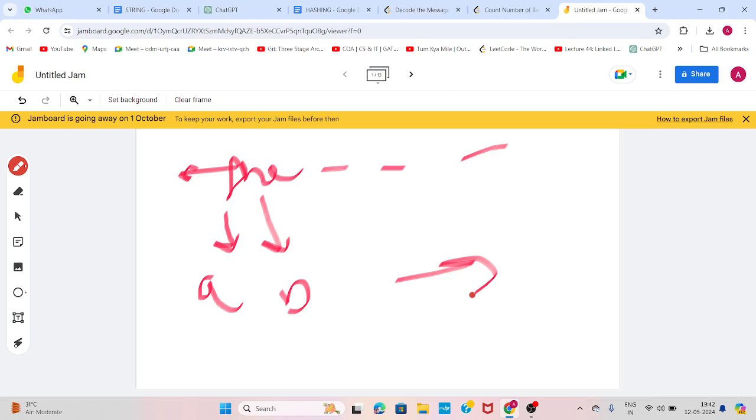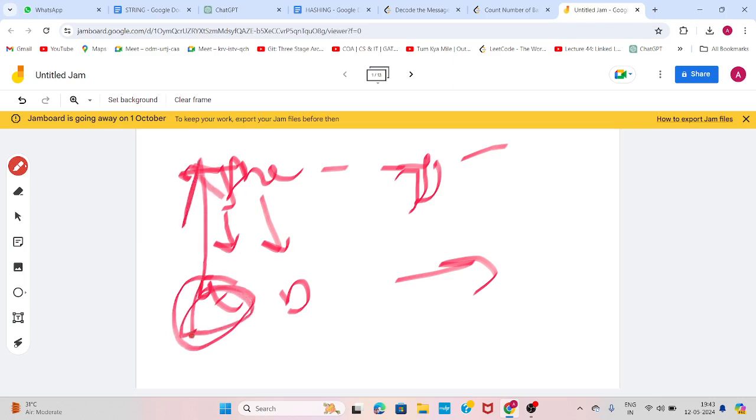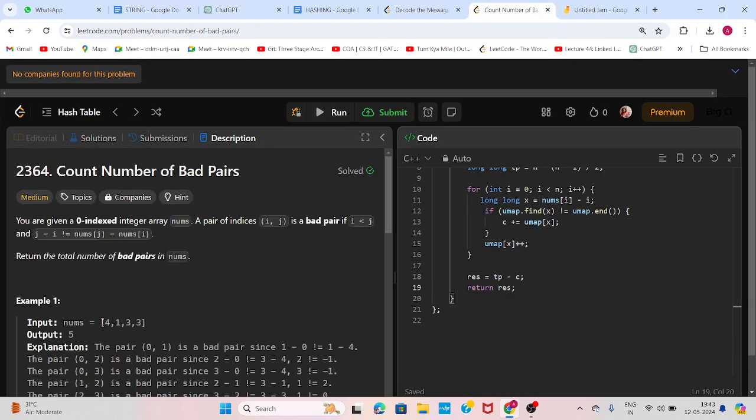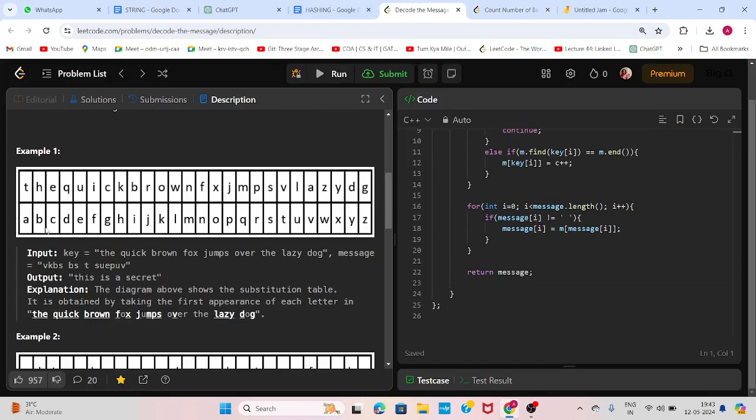Now one question arises: if T is mapped to A and T comes again, what will we take as the map for T? The T will always be the one which was mapped earlier. If T is mapped with A, we will take A only, and if T comes again, we will not change its mapping. We will let it be whatever the map was. So I hope you understand. You can see that T is mapped with A, H with B, E with C, Q with D, and so on. So I think this much is clear for you all.